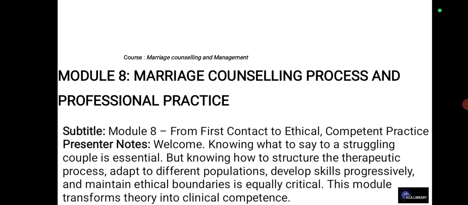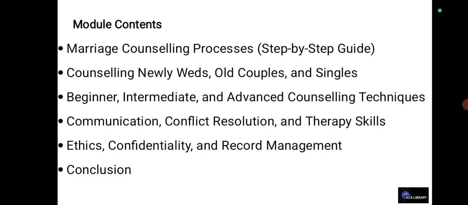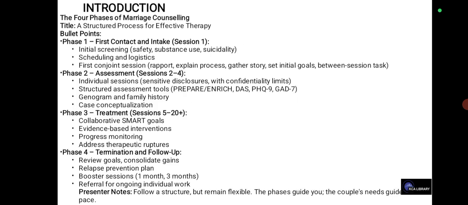But knowing how to structure the therapeutic process, adapt to different populations, develop skills progressively, and maintain ethical boundaries is equally critical. So this module will transform theory into clinical competence. It will transition into how to practice professionally. It will cover marriage counseling processes, counseling for newlyweds, older couples and singles, beginner, intermediate, and advanced counseling techniques, communication, conflict resolution and therapy skills, ethics, confidentiality, and record management.